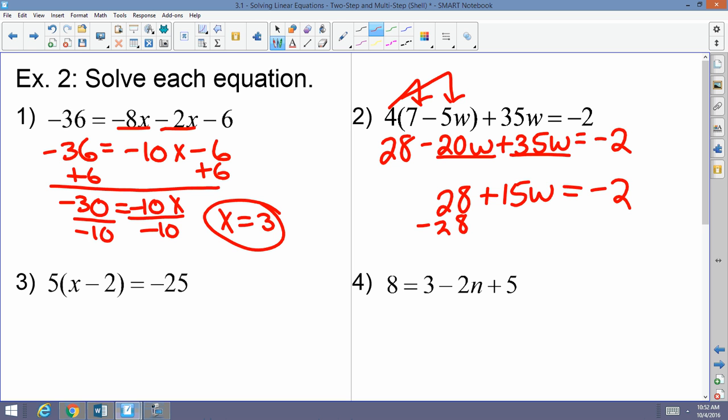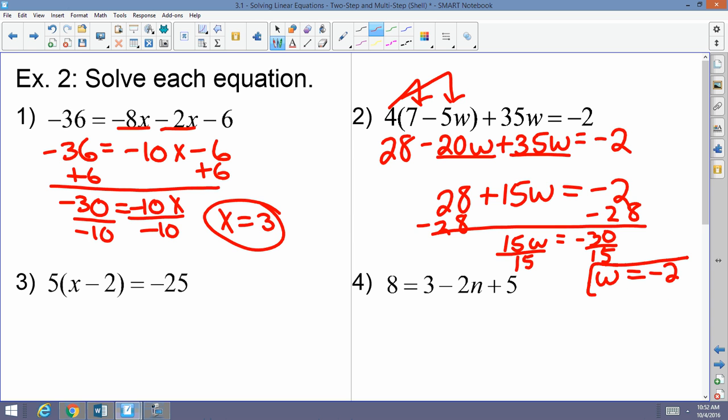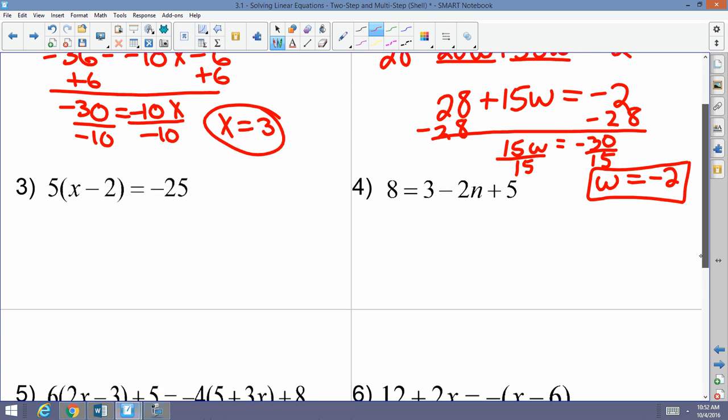That's right. You undo subtraction or addition. Then I have 15w equals negative 30. And how do I get rid of multiplication? Since 15 is being multiplied to w, I divide by 15 to both sides, and w equals negative 2. And again, you can plug this back in if you need. If you ever stress or you say to yourself, this just doesn't look right, this number just doesn't look right, plug it back in. You can always check, y'all.